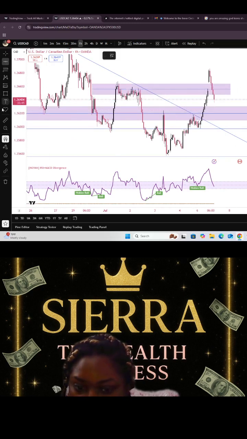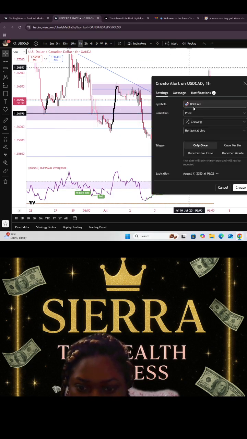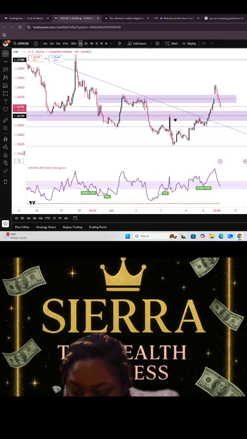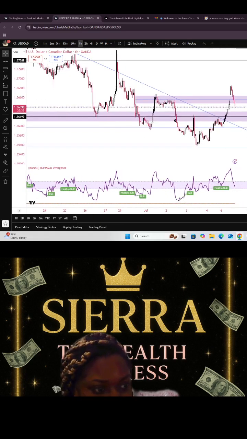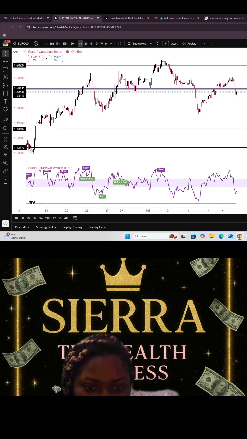So I'm going to set an alert here for price to cross this area. And then when price crosses down, we'll come and look for an entry on USD CAD. So we have two choices: USD CAD and Euro CAD.